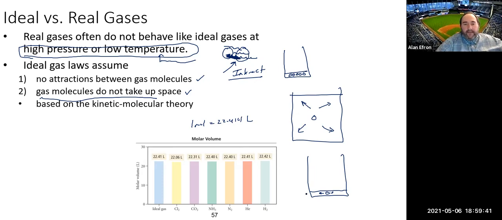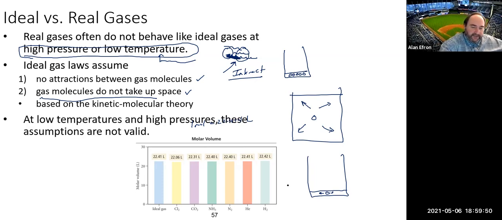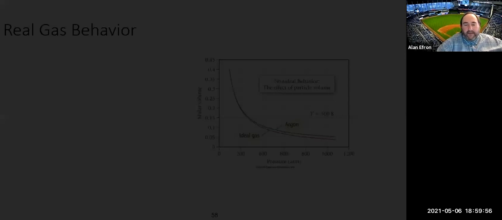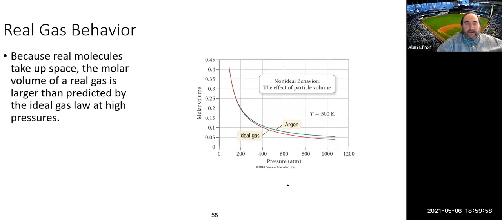So the pressure and the temperature play a very big role in that effect. At low temperatures and high pressures, these ideal situations are not really valid anymore. So let's talk about some of these things that we see that are a little bit different.